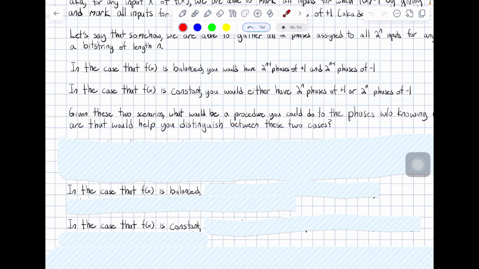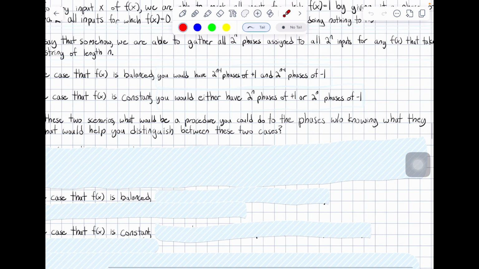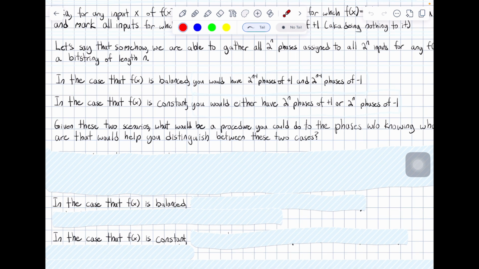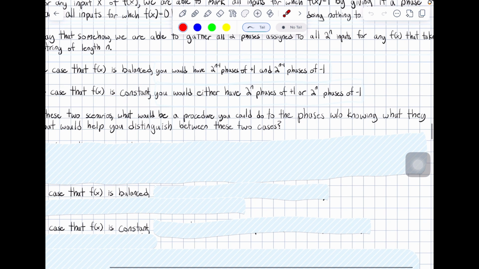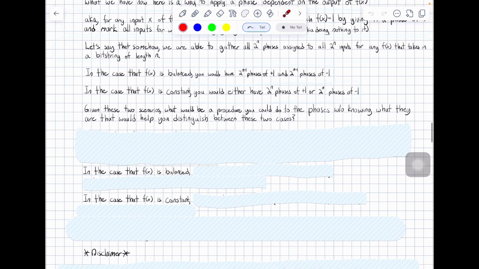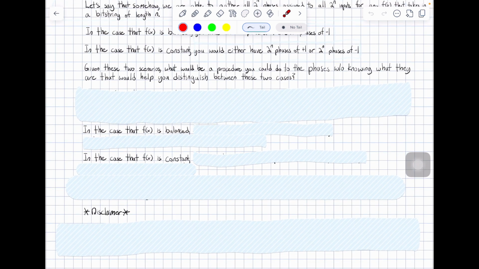In the case that f of x is constant, you either have 2 to the n phases that are all +1 or 2 to the n phases that are all -1. The reason why in this case is because every single n-bit input would give you 0. In that case, it would be the phase of +1, right? And if every single n-bit input gives you 1, you'd have 2 to the n phases of -1, yeah, because it's constant. They'd all have the same output.